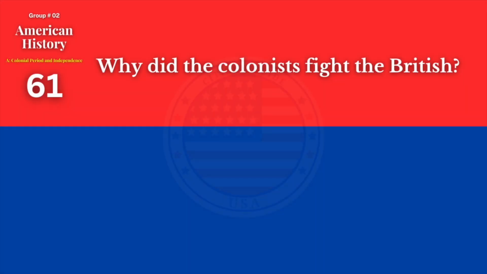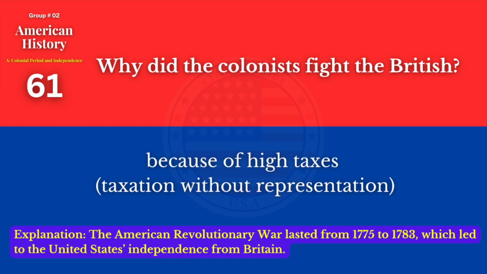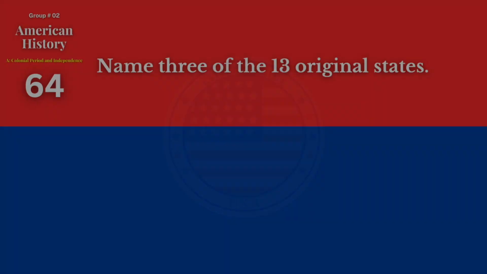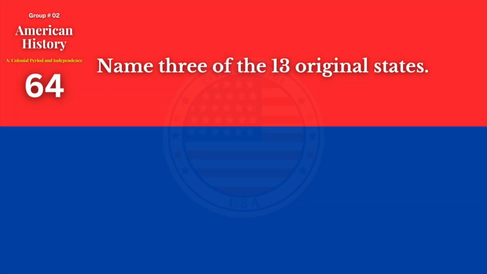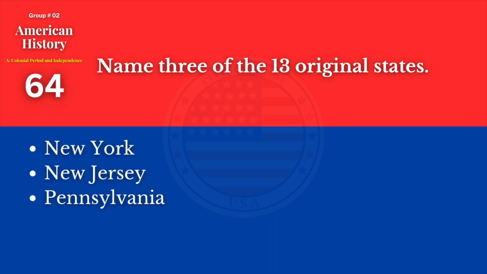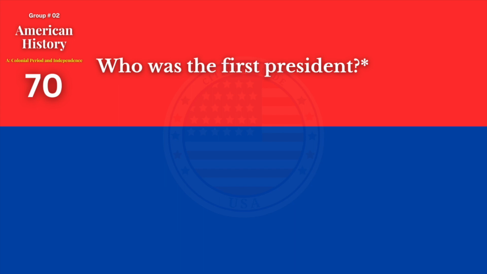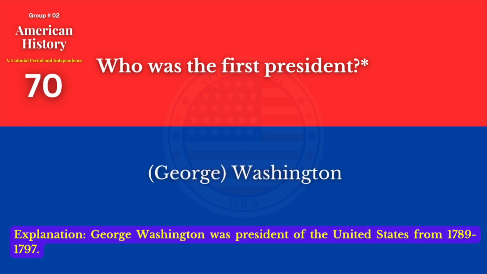Why did the colonists fight the British? Because of high taxes, taxation without representation. Name 3 of the 13 original states. New York, New Jersey, Pennsylvania. Who was the first president? George Washington.